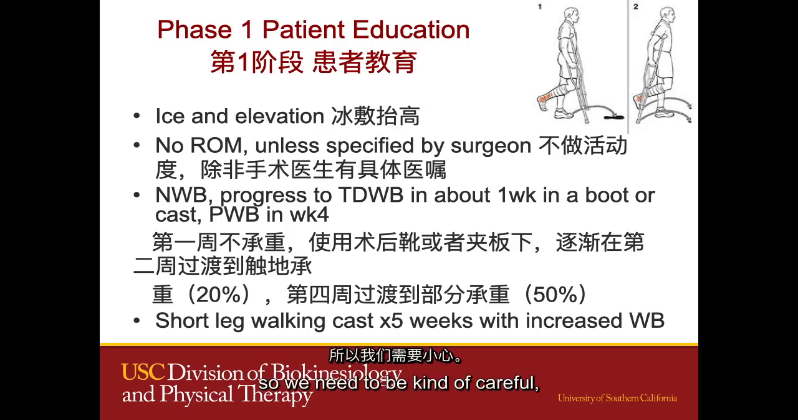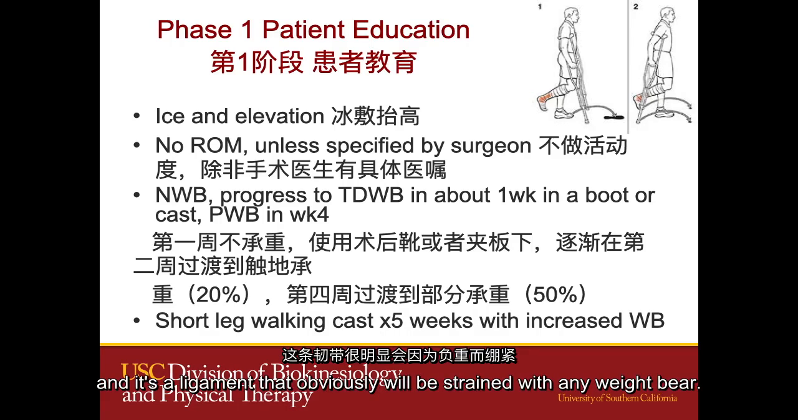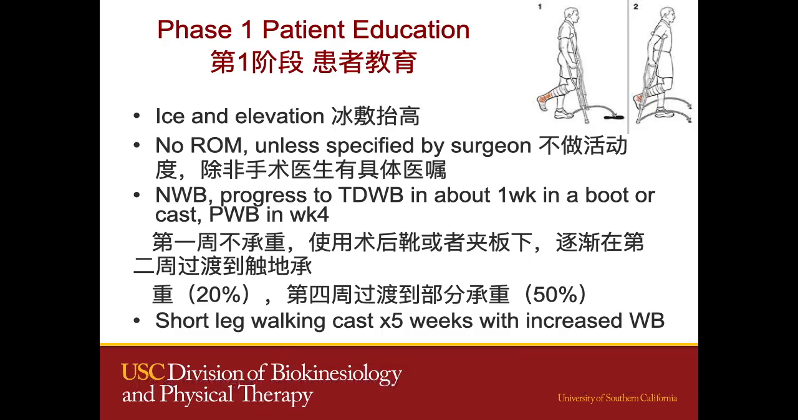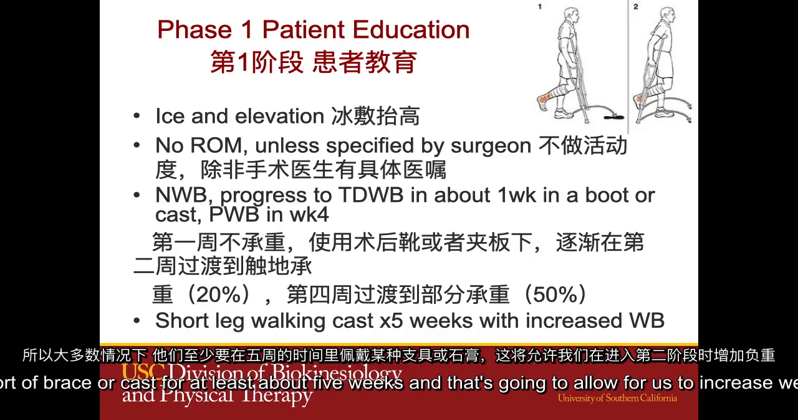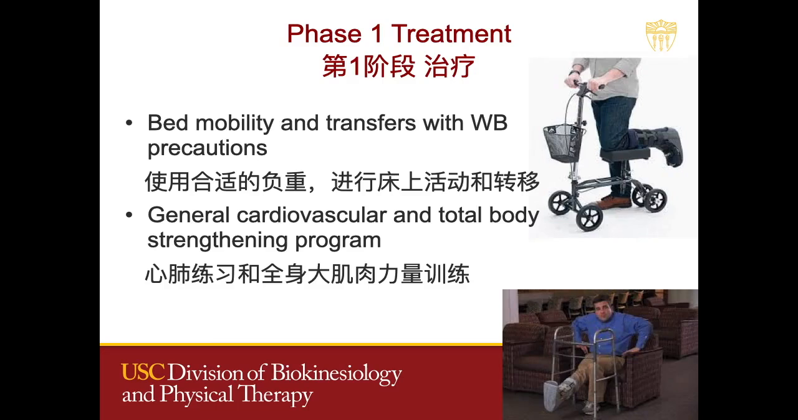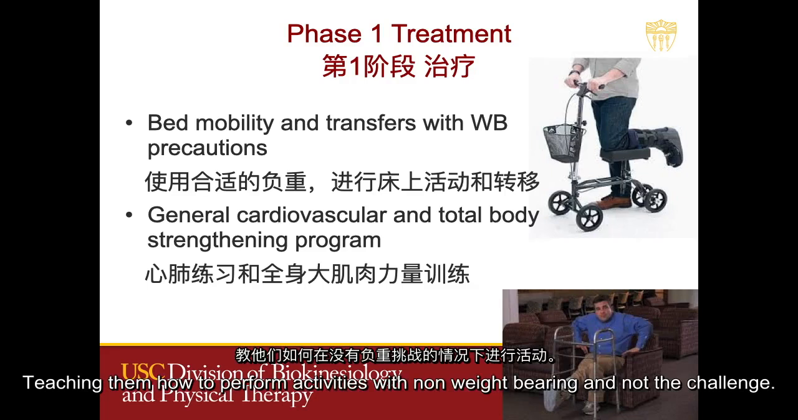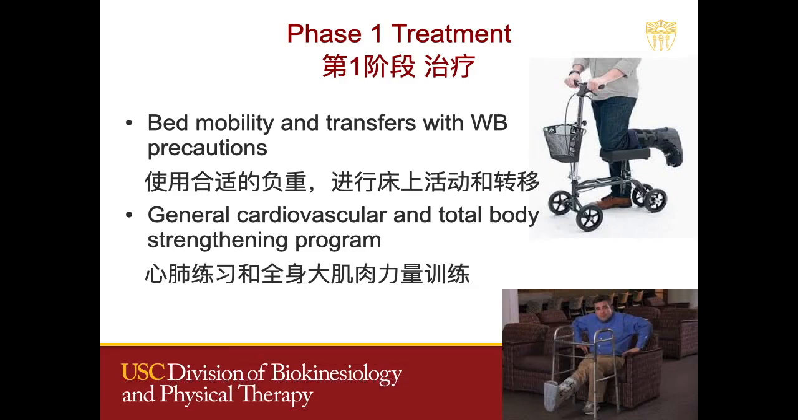Again, it's a ligament, so we need to be kind of careful. And it's a ligament that obviously will be strained with any weight bearing. So most of the time they're wearing some sort of brace or cast for at least about 5 weeks. And that's going to allow for us to increase weight bearing as we go into the second phase. But our primary treatment is teaching them how to perform activities with non-weight bearing. And that's a challenge. And usually you just have to see them maybe once or twice during this phase.